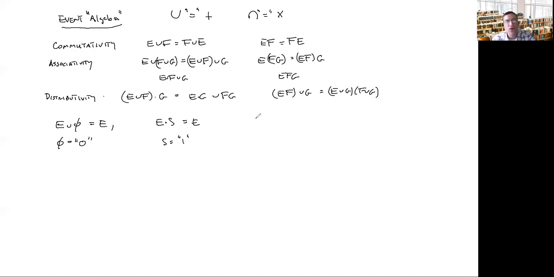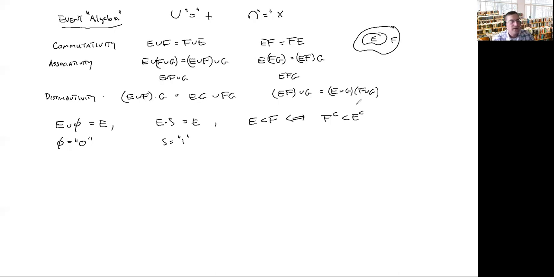Okay, and there are a few more identities that are also very useful. If E is contained in F, and that's if and only if, F complement is contained in E complement. In other words, if E is a subset of F, you could sort of draw a blob, then anything that's not in F won't be in E, and that's what this is saying.